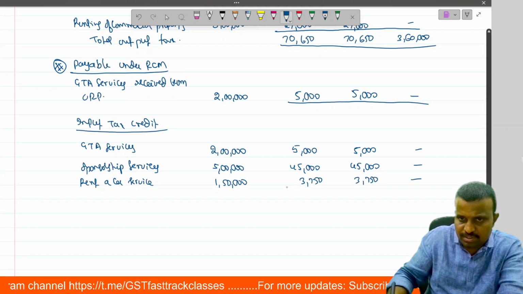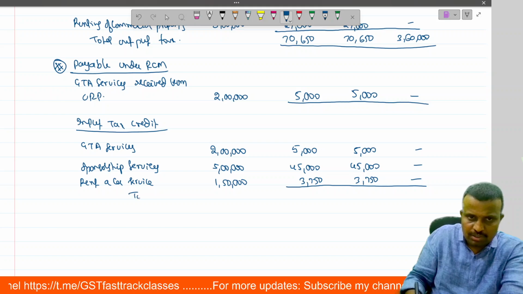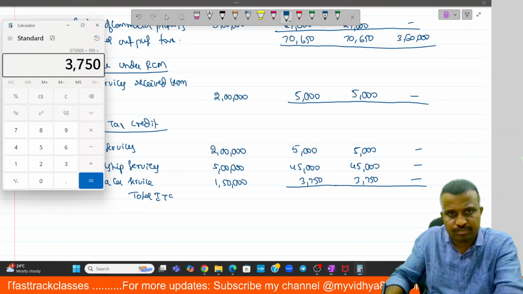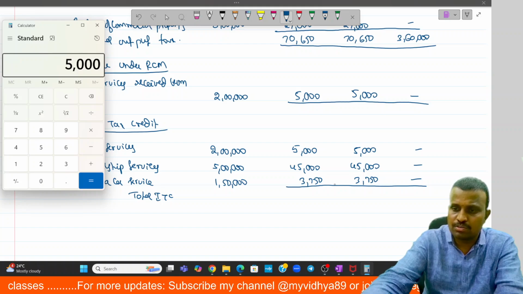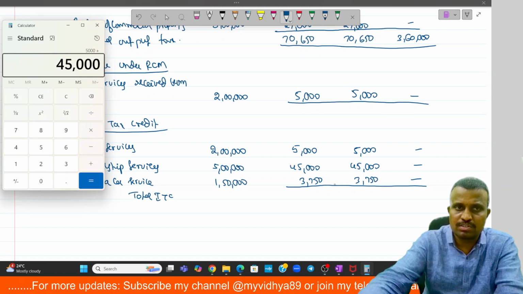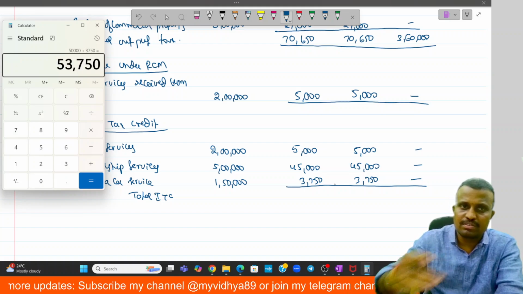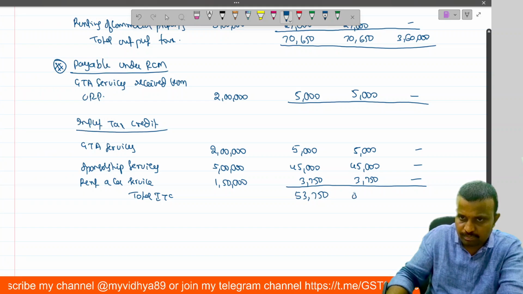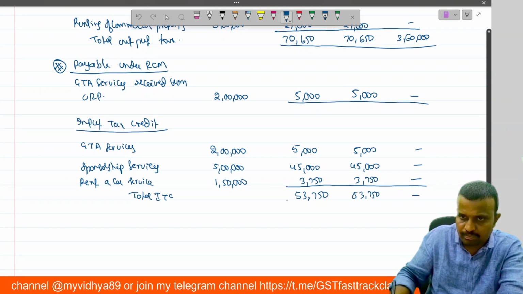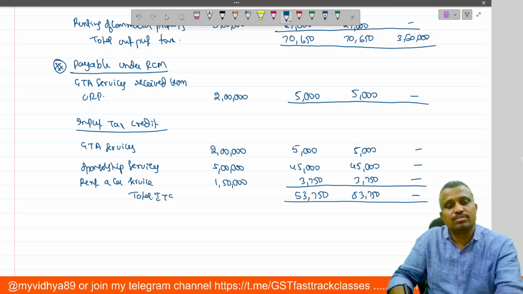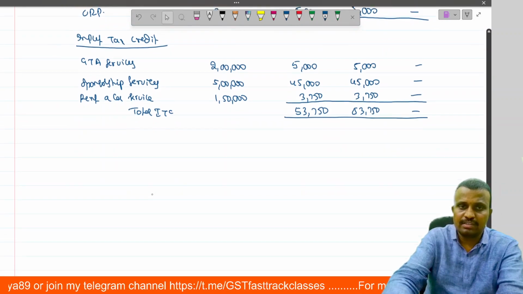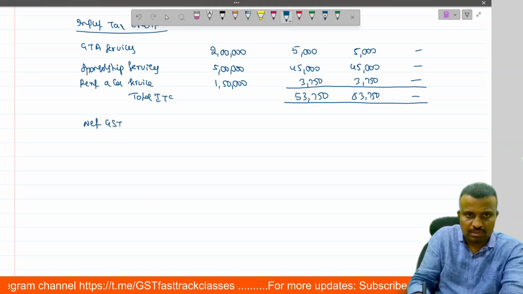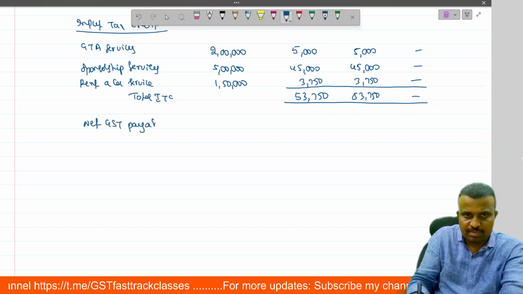So 3750. What is the total input tax credit? So 5,000 plus 45,000 plus 3750, 53,750. Okay. Then coming to net GST payable.